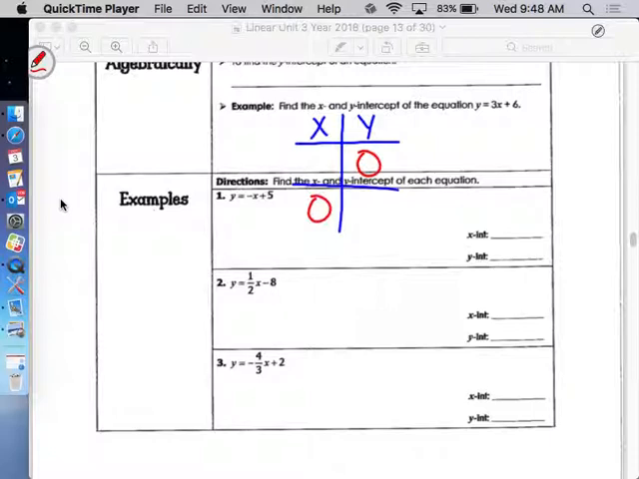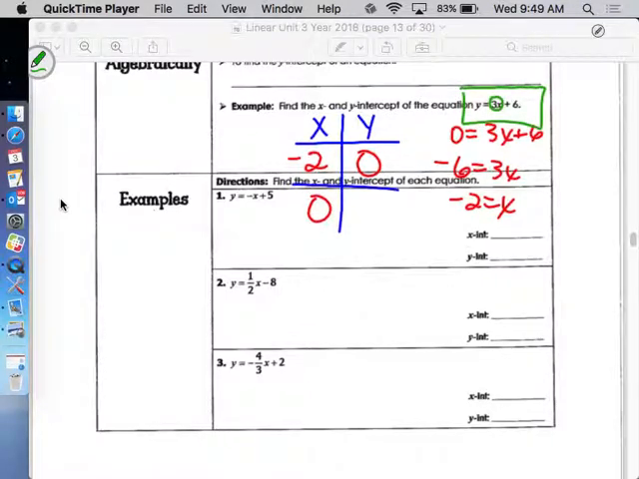So if y is 0, it means I'm going to set the equation equal to 0, and I'm going to solve for x. And when x is 0, I really don't need to do any calculating, because when x is 0, this entire term is going to be 0. Anything times 0 is 0. So the y-intercept is really just going to be the constant, or the number without the variable. So there's really no calculating involved with that. That's actually pretty quick.